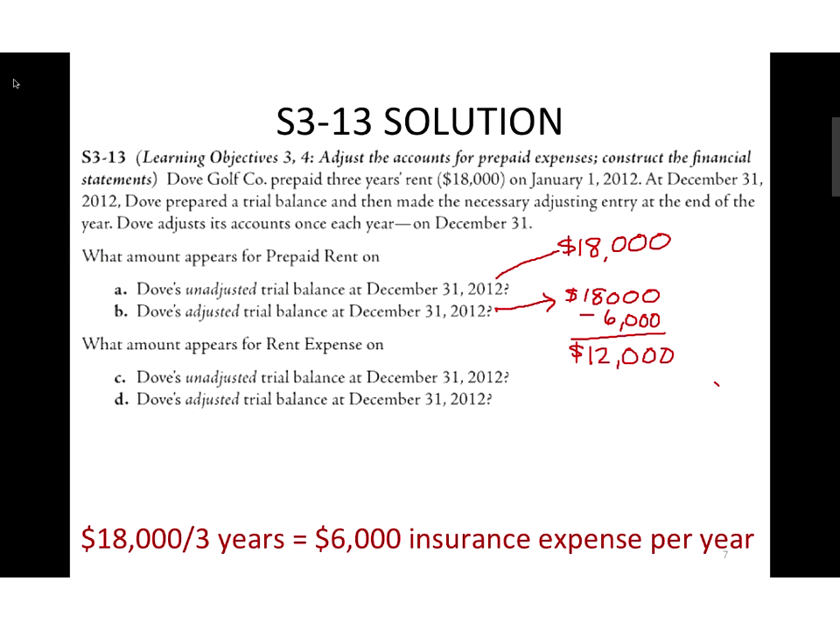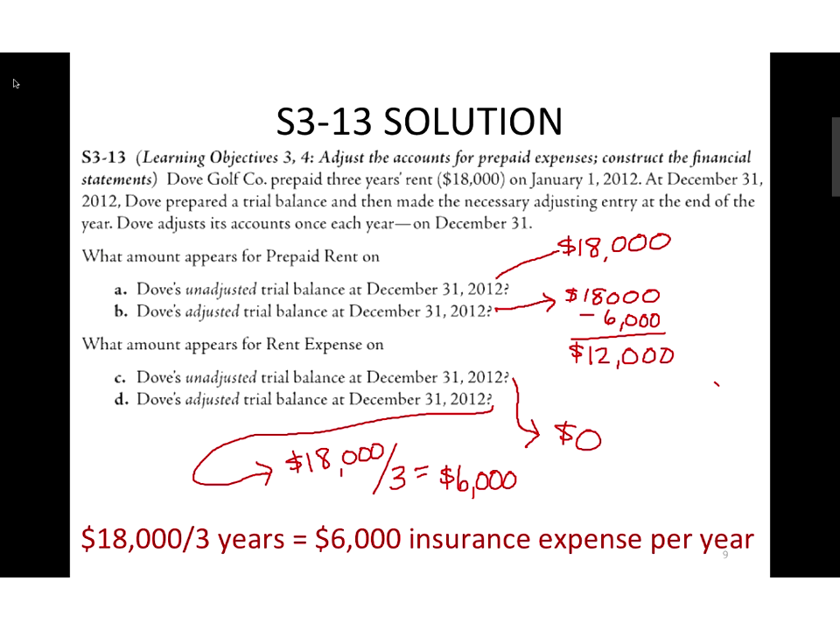So then after adjusting, now I'm going to ask you, so how much is rent expense after we make the adjustment? $6,000, yes, exactly. So in B or D, our rent expense at the end of 2012 is going to be $6,000. And that makes sense because we know we paid $18,000 rent for 3 years, okay? That's $6,000 per year. So after adjustment, we would see rent expense on our trial balance of $6,000.